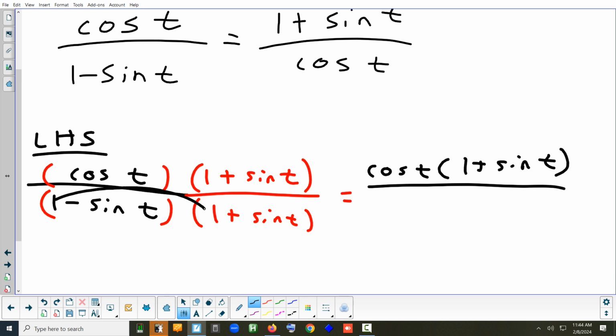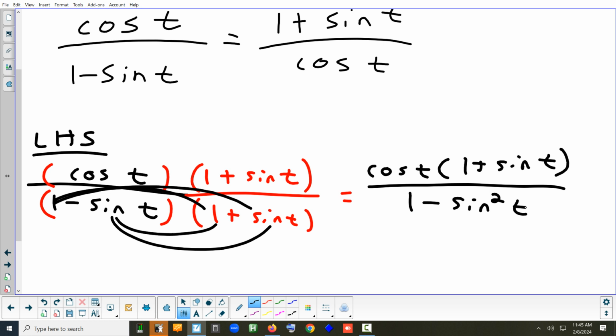What's 1 times 1? 1. So we get 1. And then 1 times sine is sine, and 1 times negative sine is negative sine. So those are gone. We had positive sine from the outer, negative sine from the inner. What's negative sine times positive sine? Negative sine squared.